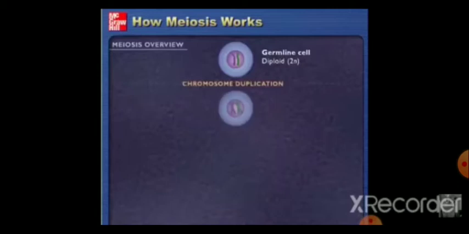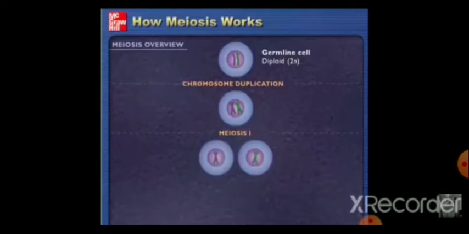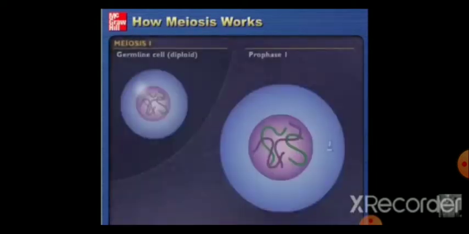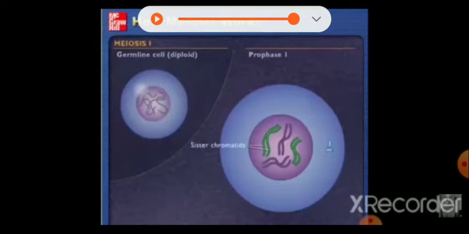Like mitosis, meiosis is preceded by an interphase. During this time, DNA replicates and each chromosome doubles, consisting of two identical strands of DNA. Meiosis involves two divisions. In the first division, meiosis 1, the number of chromosomes is halved, and in the second division, meiosis 2, the sister chromatids are split and result in 4 haploid cells. Now let us look at each of these divisions in more detail.